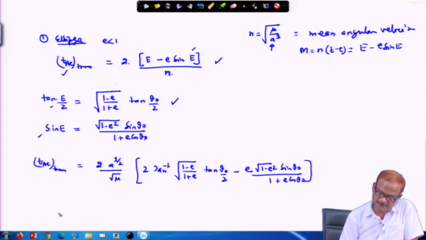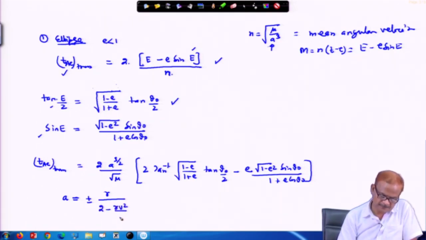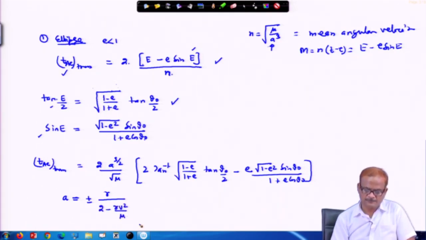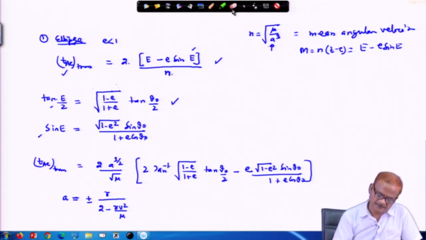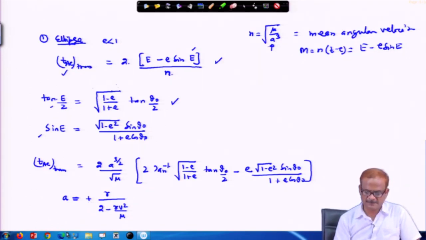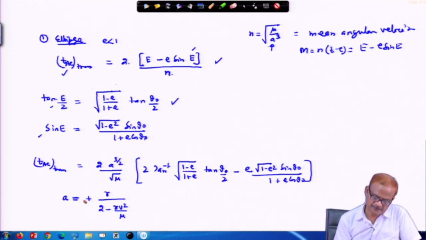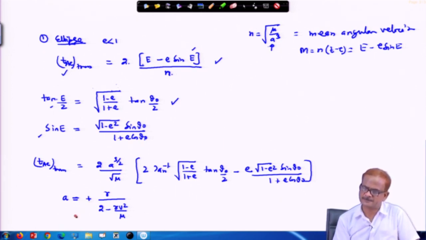So, this is the equation that we need to use, and for this transfer orbit A will be given by plus minus r by 2 minus r v square divided by mu. For the ellipse we will have only the plus sign here; if it is hyperbola then this plus will get replaced with a minus sign.